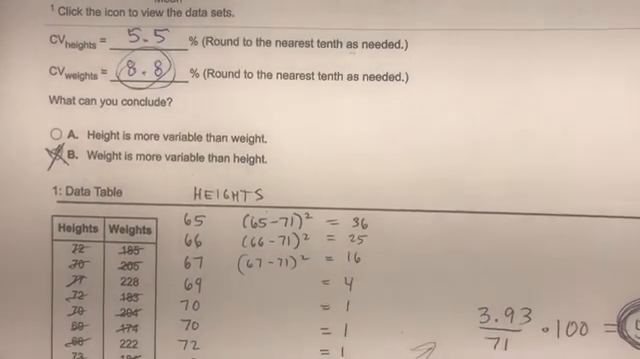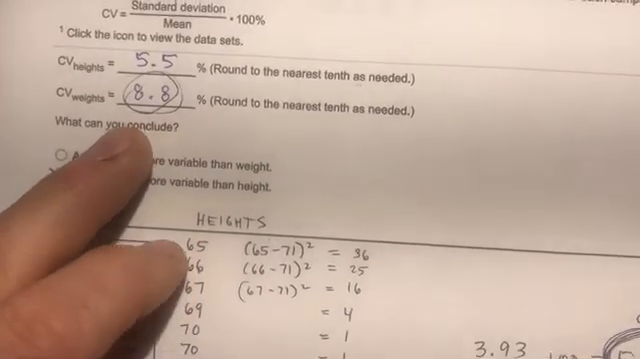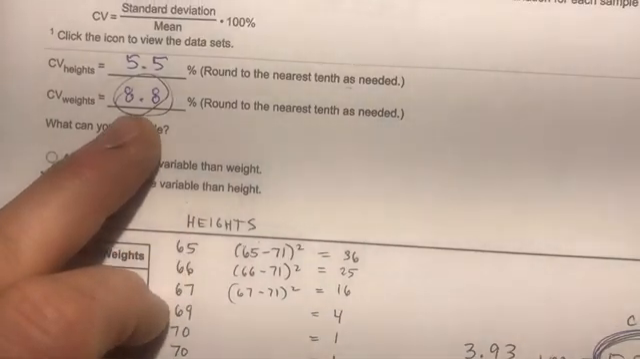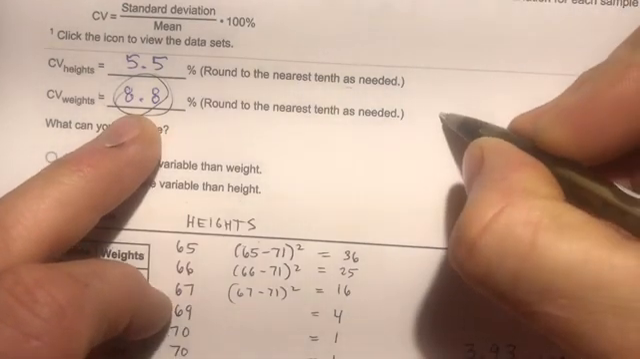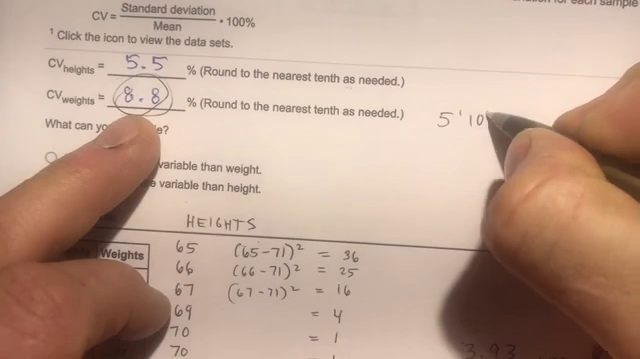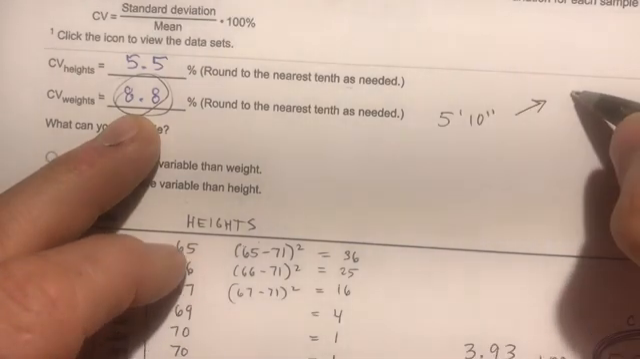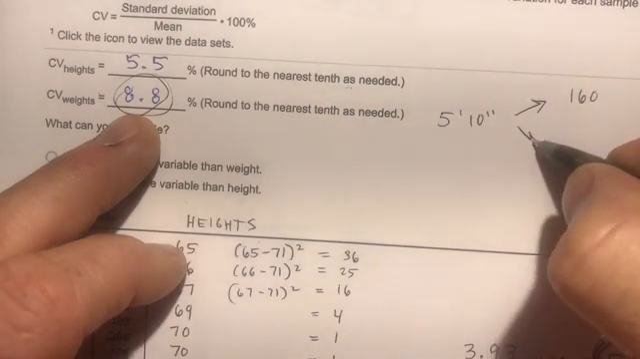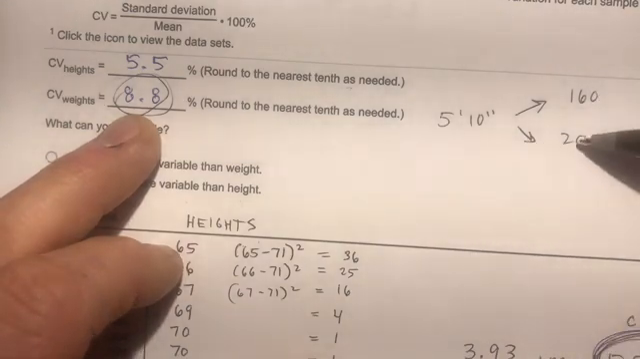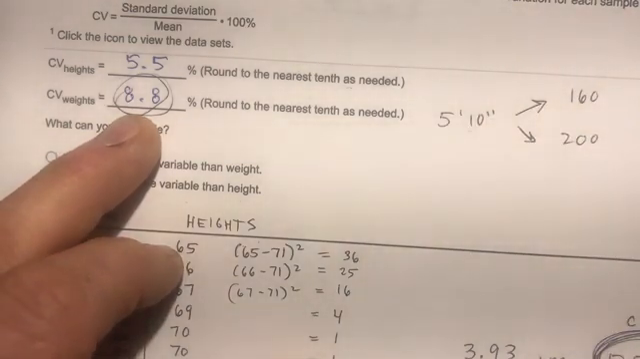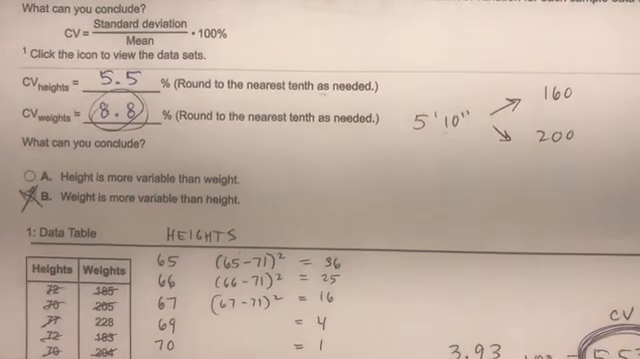Okay, which I can understand to a certain degree, because you can have people with the same height. Like you could have people that are 5'10", and you could have one person that's 5'10" that weighs 160, and another person that's 5'10" that might weigh 200. So the weights vary more than the height does. Okay, so that makes sense to me. So maybe it makes sense to you.